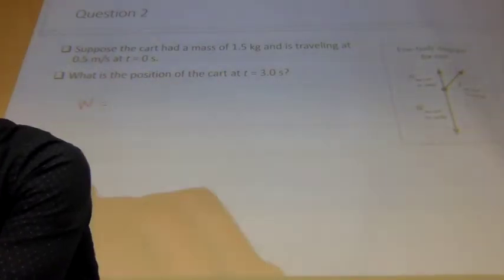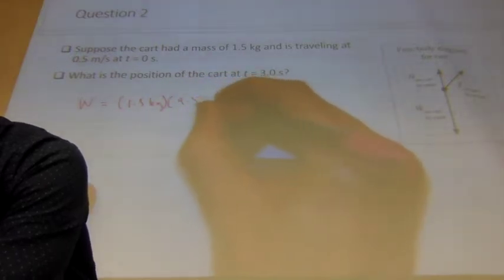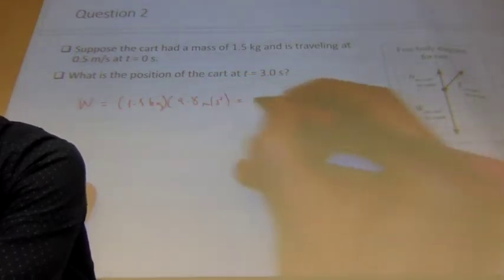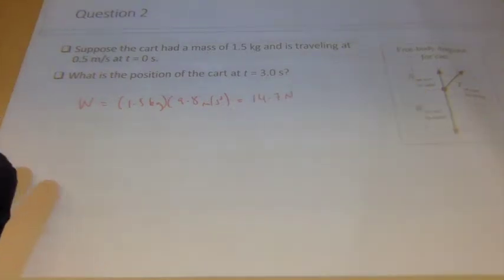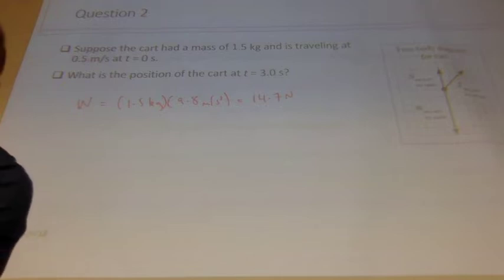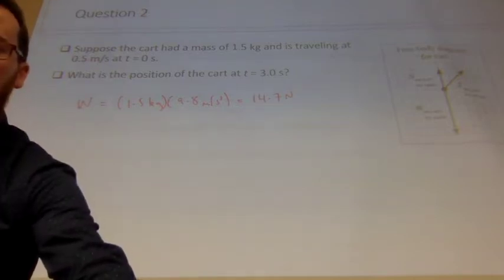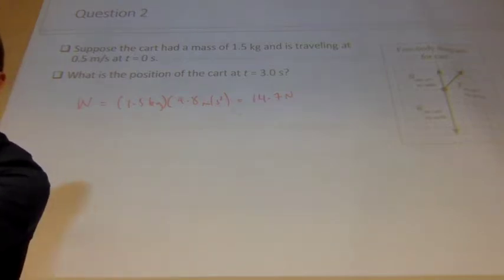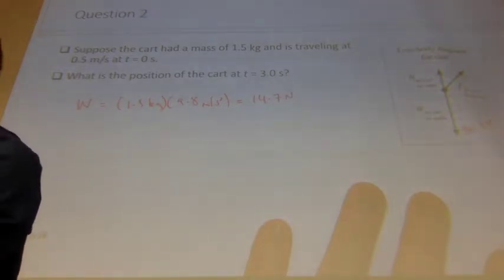Okay, so the first thing I did is calculate the weight. The weight equals 1.5 kg times 9.8, and that's 14.7 newtons. Did I do this right? Oh yeah, this 10.5 might be right. So 14.7 newtons, no problems there.